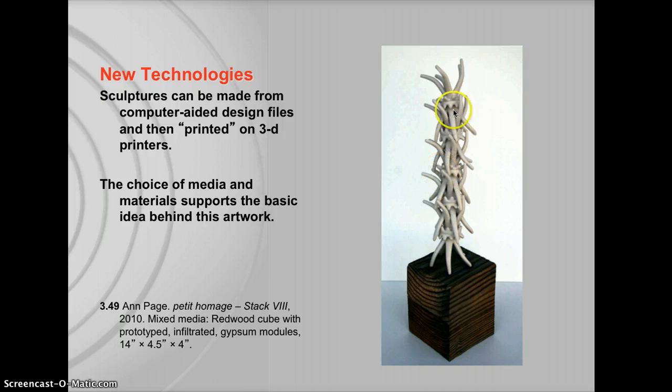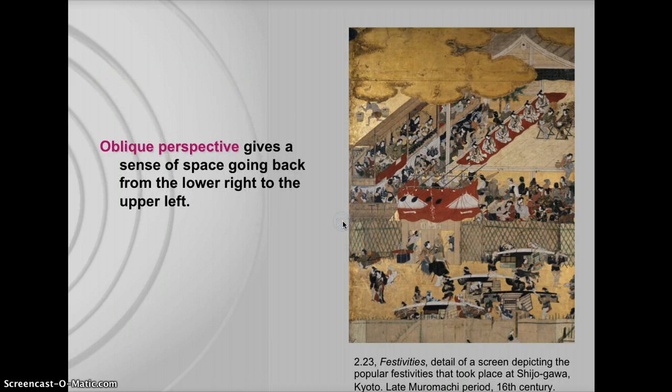3D printers can be used to create forms that can be repeated to create these sculptural forms. So this is a little out of place, but oblique perspective. Here we have the front wall parallel with us, with the picture plane, but you can see the 45-degree angle on the side wall. Okay, so that's oblique.